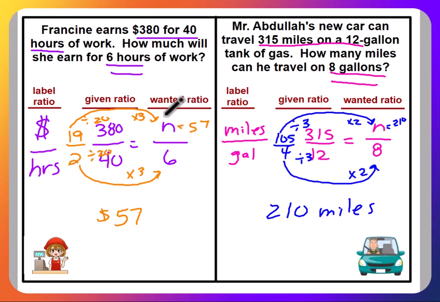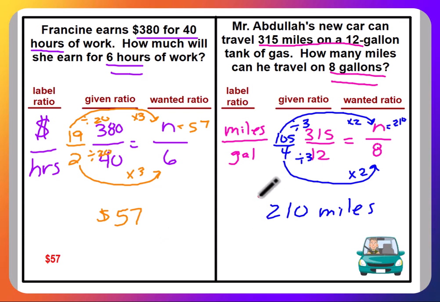Since our unknown is over on the right side, we're going to go left to right. We're getting smaller, but we cannot divide 40 by any number to make 6. But what we can do is we can divide 40 by 20 and 380 by 20. And when we do that, we get 2, which we can then multiply by 3 to make 6. 380 divided by 20 is 19. Multiply that by 3, you get $57. Check it. 57 is correct.